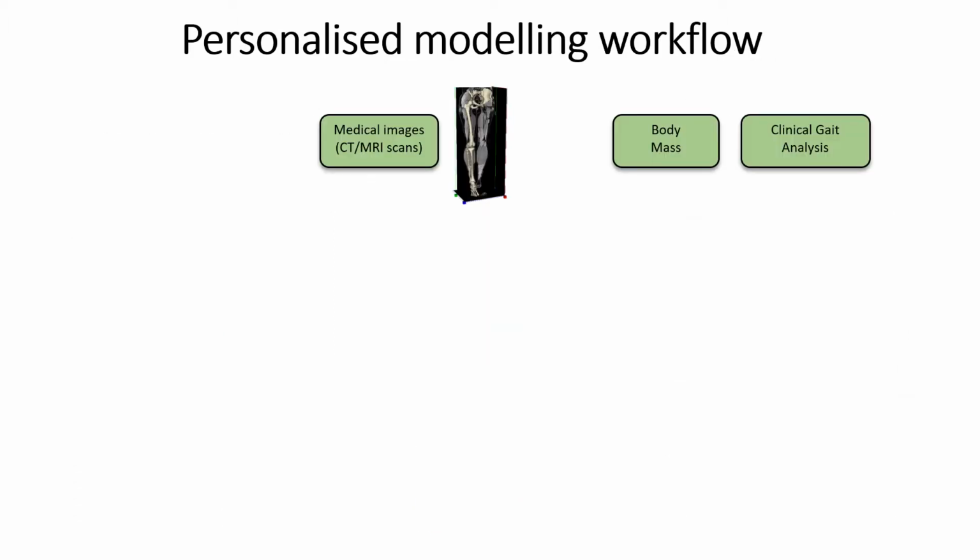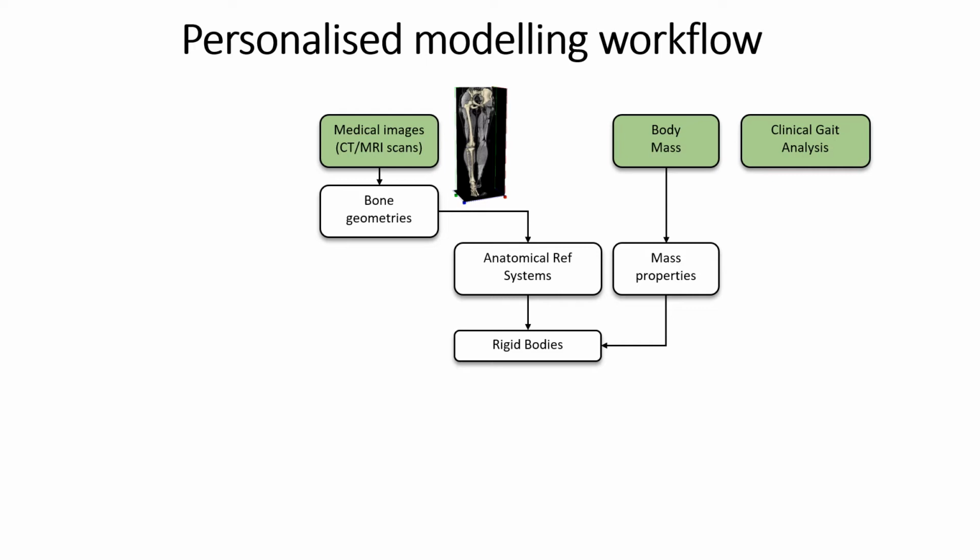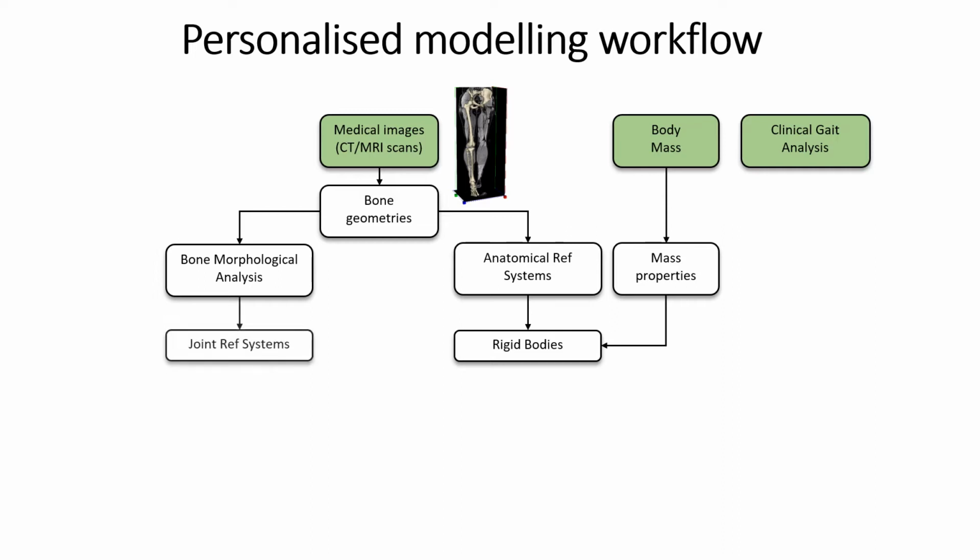Currently, generating highly personalized models of the musculoskeletal system is possible, and the required steps can be described by the following workflow. Starting from medical images, normally CT or MRI scans, three-dimensional surface models of the bones are obtained by segmentation. Rigid segments are then defined, assigning an appropriate anatomical reference system and mass properties, which are calculated from the total body mass. Then, on the bone geometries, bone morphological analyses are performed in order to define joint reference systems consistent with the observable articular surfaces.